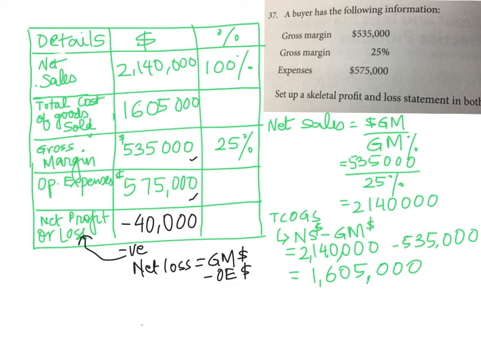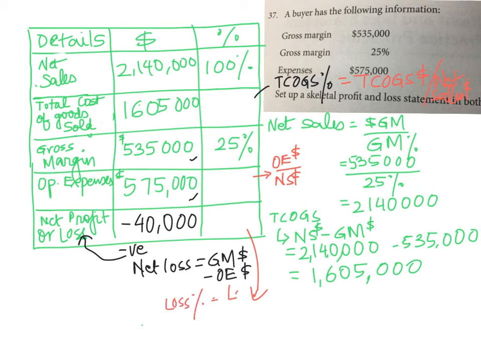Now percentages can be calculated using the corresponding percentage formula. For example, total cost of goods sold percentage is equal to total cost of goods sold dollar divided by net sales dollar. Similarly, operating expense percentage is equal to operating expense dollar divided by net sales dollar. And here loss percent will be equal to loss dollar divided by net sales dollar.